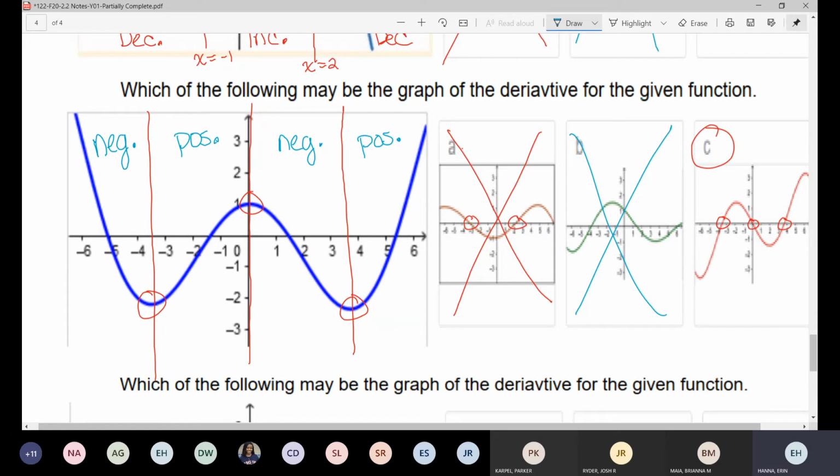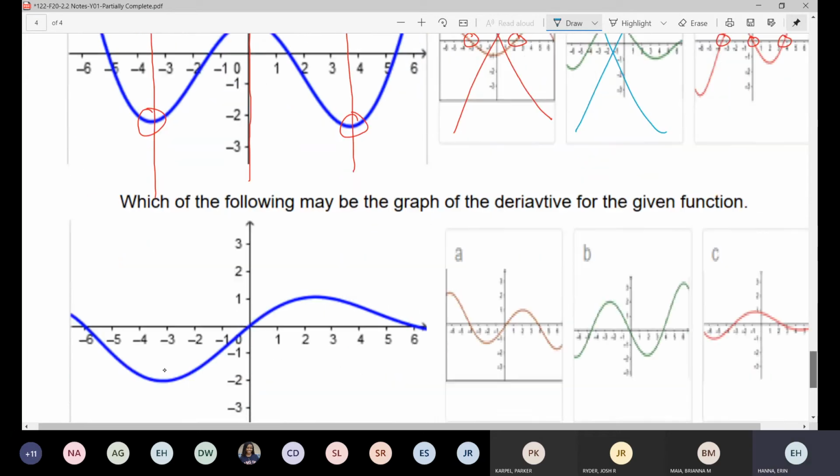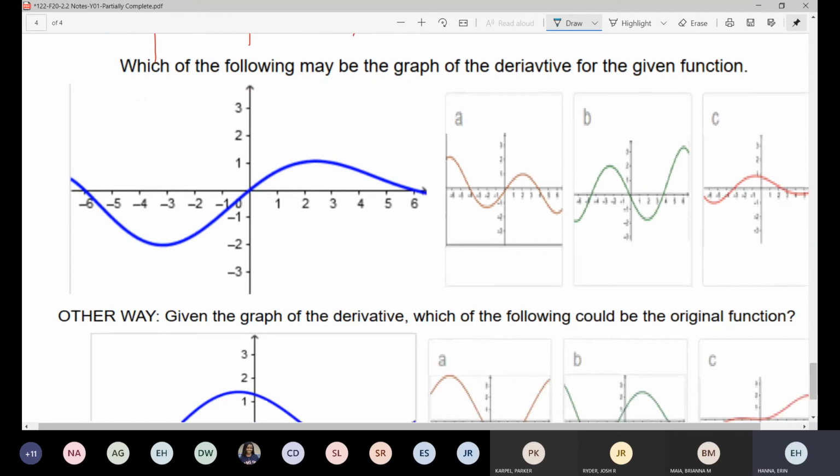So anyway, questions, concerns before I go into the next one? So we'll do one more in this direction, then we'll do one in the opposite direction. So I'll have you guys look at this for maybe a minute. Try to figure out which one it might be, and then I'll talk about it. So I'll give you a minute.